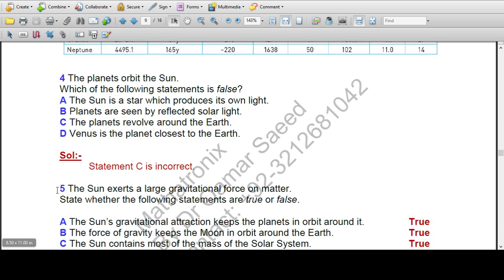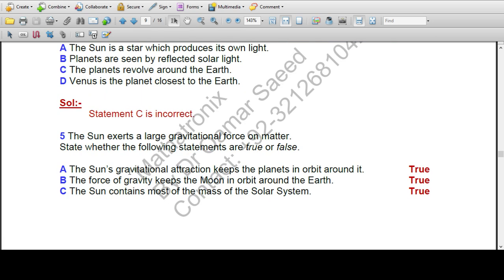So question number 5. The Sun exerts a large gravitational force on matter. State whether the following statements are true or false. The Sun's gravitational attraction keeps a planet in orbit around it. True. The force of gravity keeps the Moon in orbit around the Earth. True. The Sun contains most of the mass of the solar system. True. The Sun contains more than 99% of the mass of the solar system.